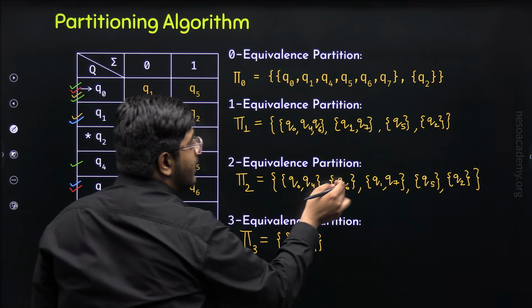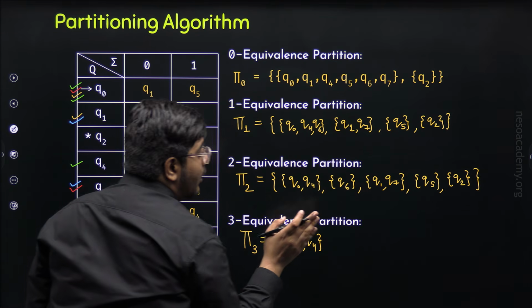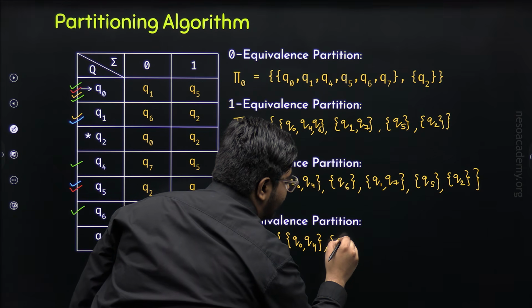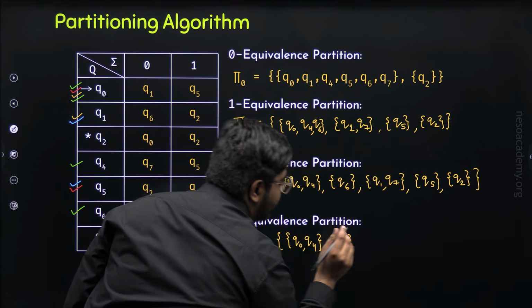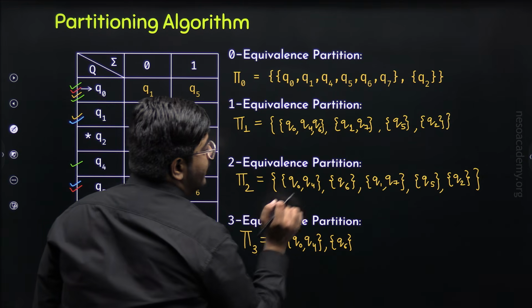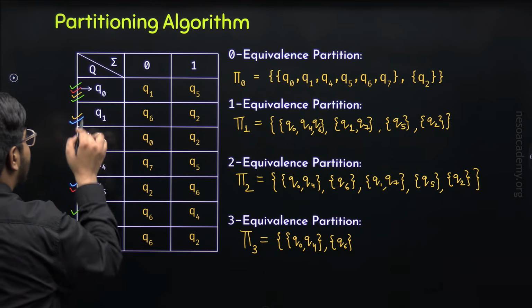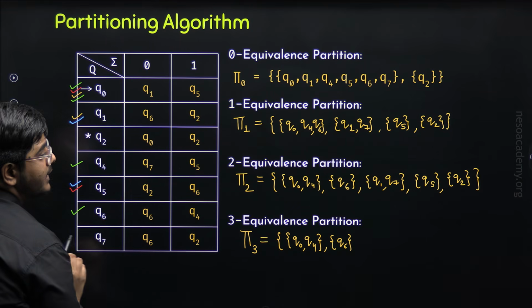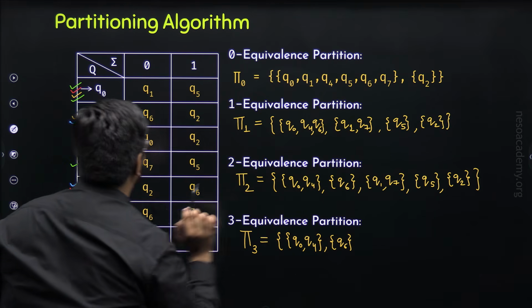Now Q6, that is this partition, only contains a single state. So we can write it as it is, that is Q6, because it cannot be checked with any other state. Now let's check Q1 and Q7. On 0, it is giving Q6 and Q6, which lie under the same partition.